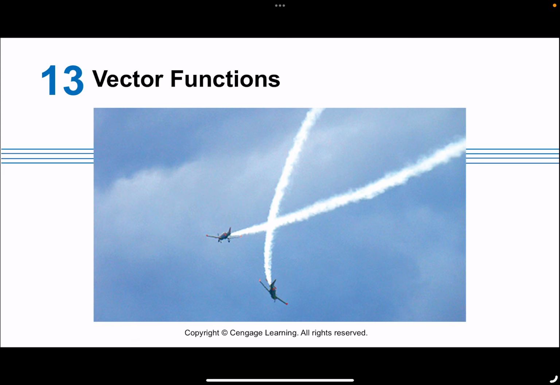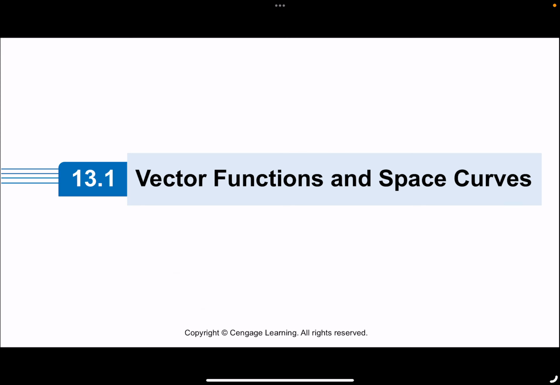Hello everyone. So the topic for today would be about vector functions and space curves.